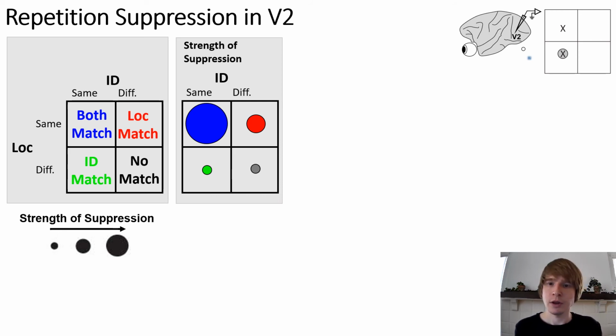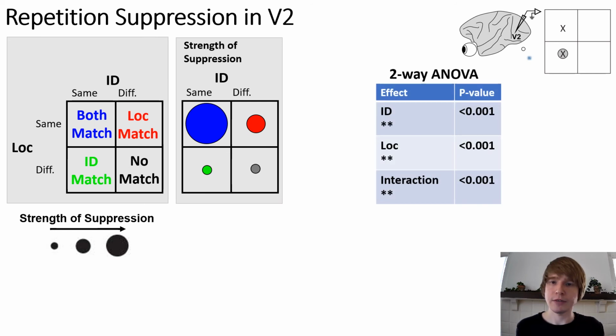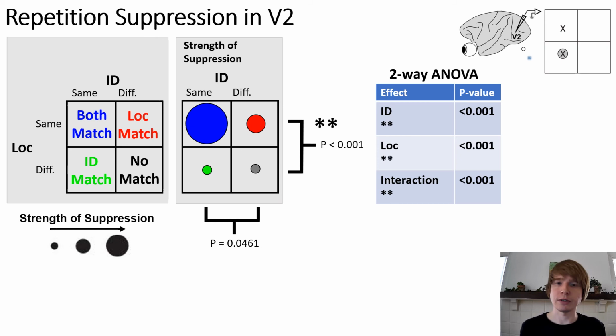When the V2 data was subjected to a two-way analysis of variance, there was a significant main effect of identity, a significant main effect of location, and a significant interaction effect, whereby the strength of suppression in the both match condition was significantly stronger than the combined effects of identity alone and location alone. The pairwise comparisons of interest based on our predictions were the same as those in IT. A t-test comparing strength of suppression in no match to ID match failed to reveal a significant effect. However, a t-test of the no match suppression to loc match suppression did reveal a significant effect.